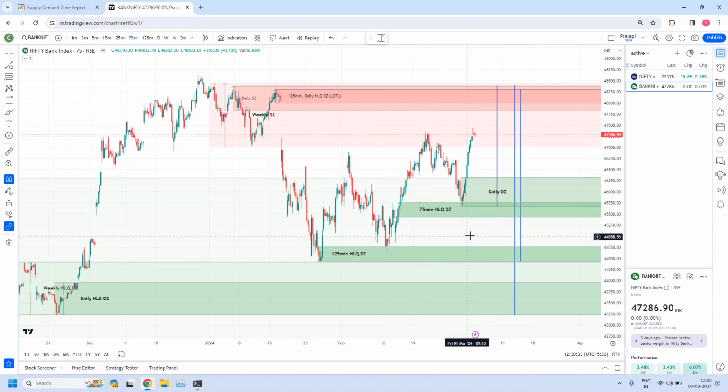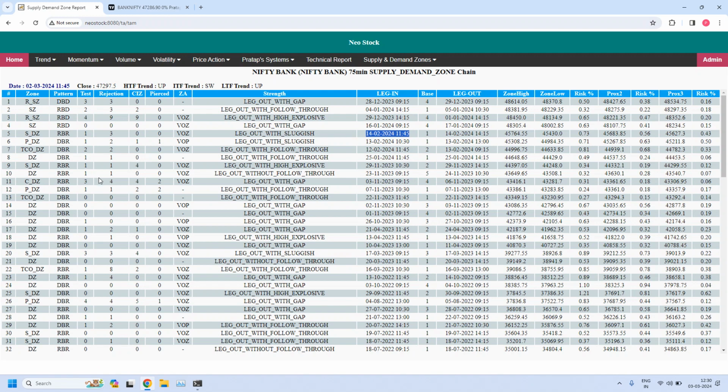Okay, this is 75 minutes high liquidity demand zone. What about supply zones? Immediately at 75 minutes we have a normal supply zone. Let us draw this, but from 15 minutes onwards, let us focus on only high liquidity zones. The fourth one is a normal supply zone, that is 17,1,915. Sorry, 16,1,915 candle.